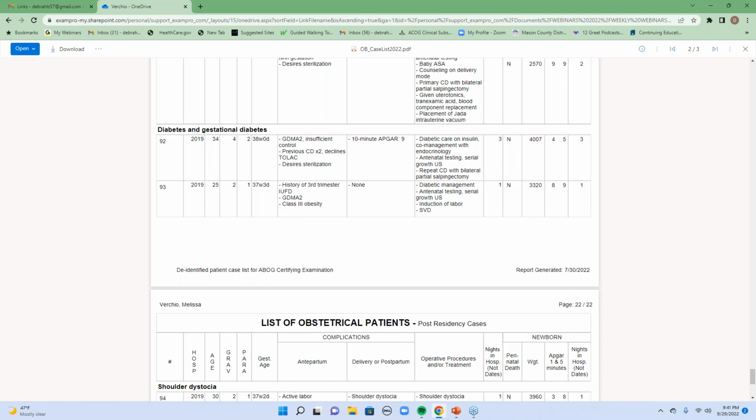The first reason I started her serial growth scans was due to her previous third trimester loss, and I start that at about 32 weeks. It was also right around the 32, 33 week time frame when her diabetes was felt to be not diet controlled. So typically for somebody who I have on medication, like insulin, for diabetes, I will also obtain growth scans every 3 to 4 weeks, starting around 32 weeks as well.